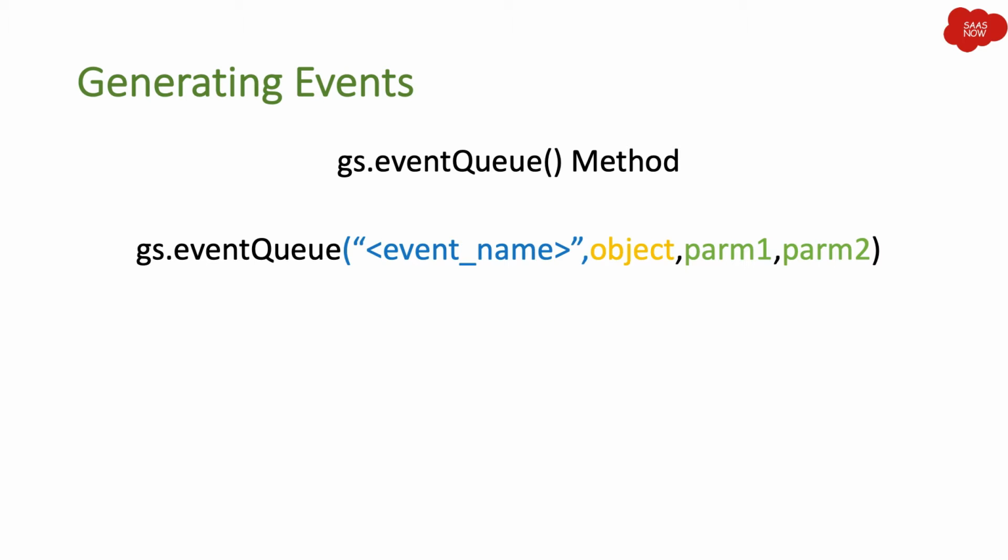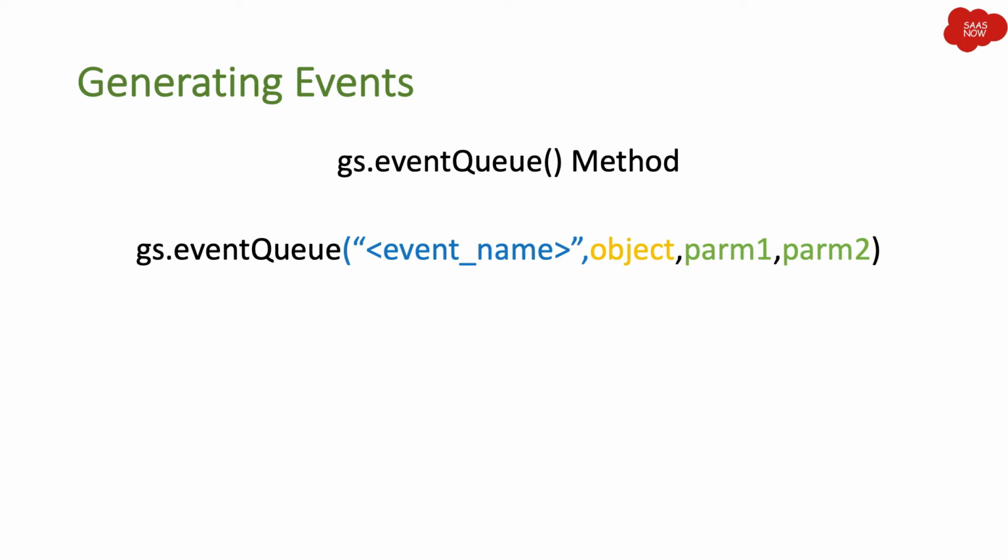So we have some parameters as well in GS event queue. You can see we have event name, that's the first parameter you have to give. Then we have object. Then we have some optional parameters, like param1. That's a string, so if you want to pass any string, you can use param1 and param2. The param3 would be the queue name.